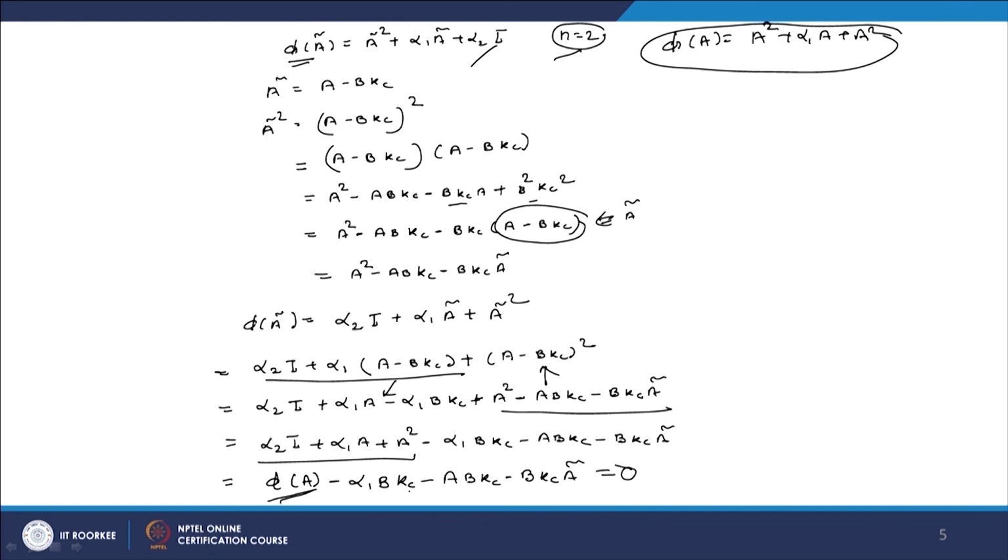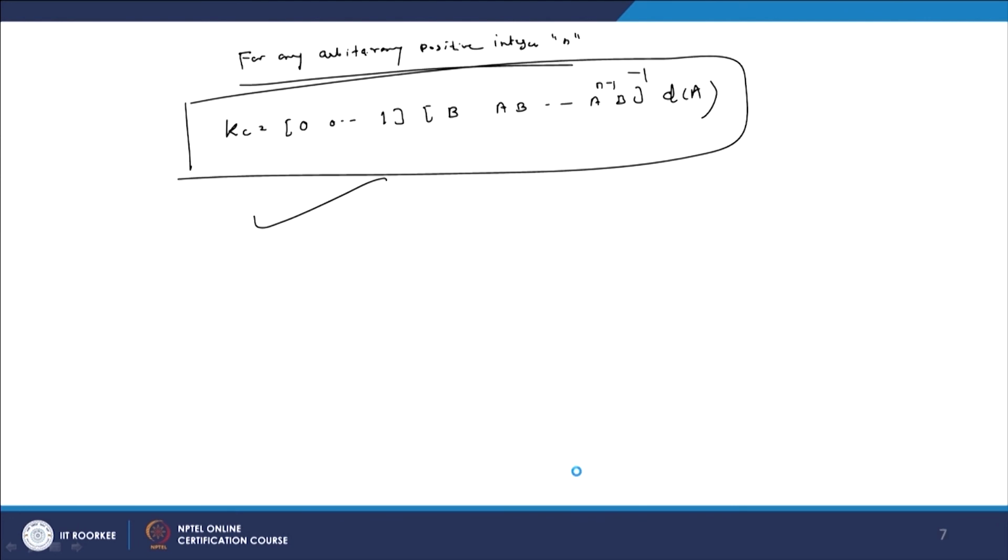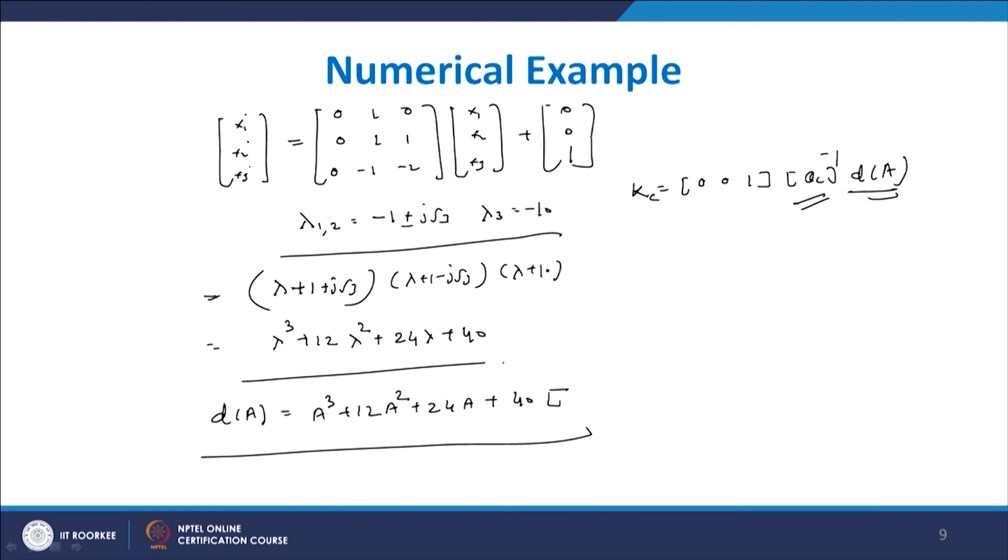So, alpha 1 B Kc, A B Kc, and A bar, and again after simplifying everything we have got this particular equation, 0 1 Qc inverse into phi of A, and similarly we have written for the nth order plant, that is 0 0 0 1, this is Qc inverse into phi of A, and based on this we have solved one example.